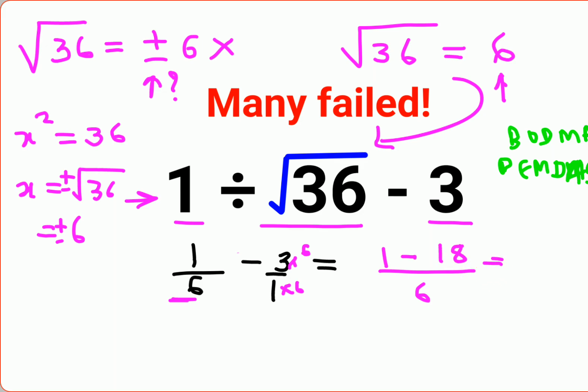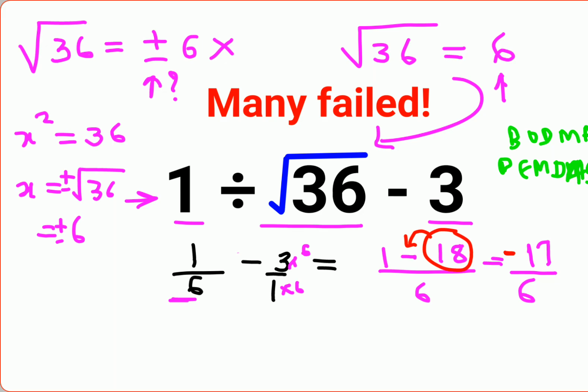So the answer comes out to be 1 minus 18. So we need to subtract 1 from 18, so the answer is supposed to be 17. But the final answer will have the sign of the bigger number. Here the bigger number is 18, whose sign is negative. So the answer will be minus 17 upon 6.